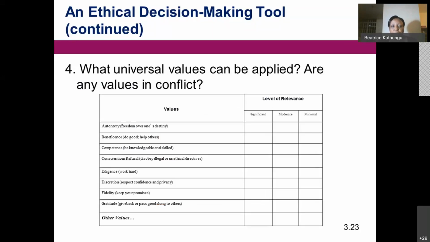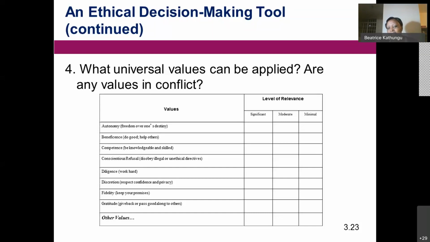That's the point. Now, the other point is what universal values can be applied. These are examples of values that we talked about in the last class. We talked about autonomy. We talked about beneficence. It sounded to me like that's what Titi was pursuing. We talked about competence, being knowledgeable. Thank God she said she was knowledgeable because of this class. Conscientious refusal, remember, where we talked about disobeying unethical directives. I think in this particular situation, that's what Titi was talking about. Diligence, discretion, etc. So we think about that. And then again, we put the level of relevance.